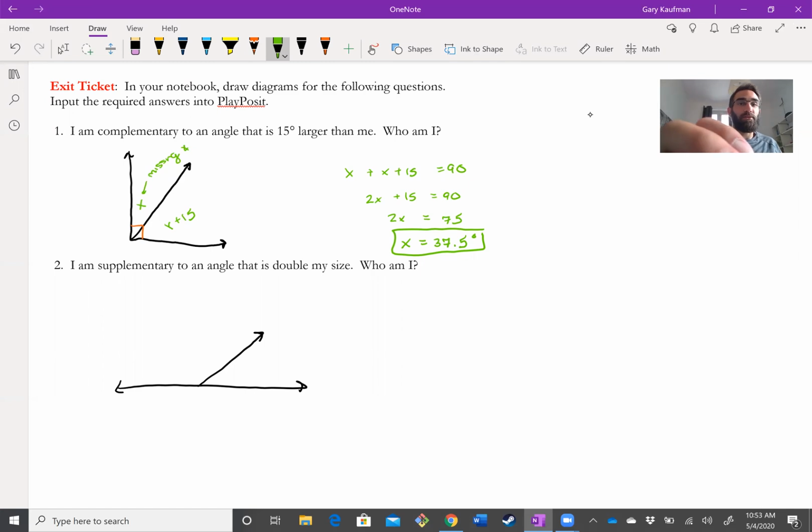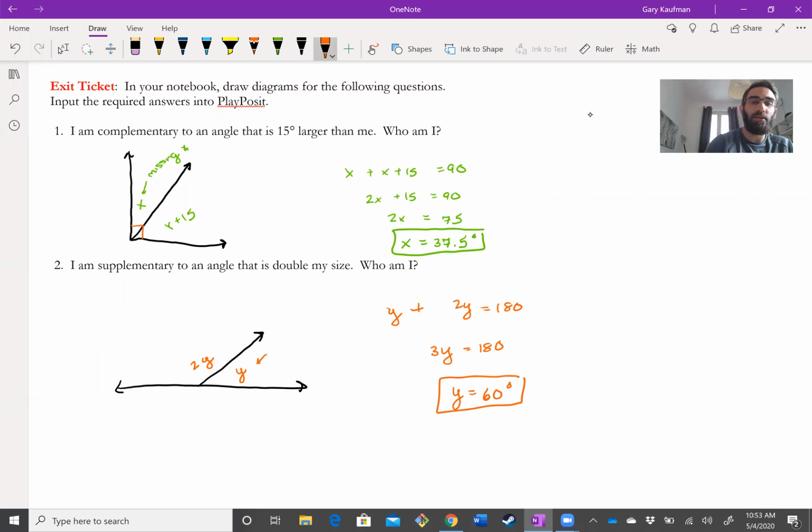For the next one, we can do something very similar. I am supplementary to an angle double my size. So here's my angle. I'm supplementary, which means I add up to 180 to something double my size. So y plus 2y, 3y equals 180, divide by 3, and I get y is 60 degrees. So what I'm looking for is 60 degrees. So instead of trying to guess and check, I'm just using algebra and the relationships described to set up an equation that I can solve.